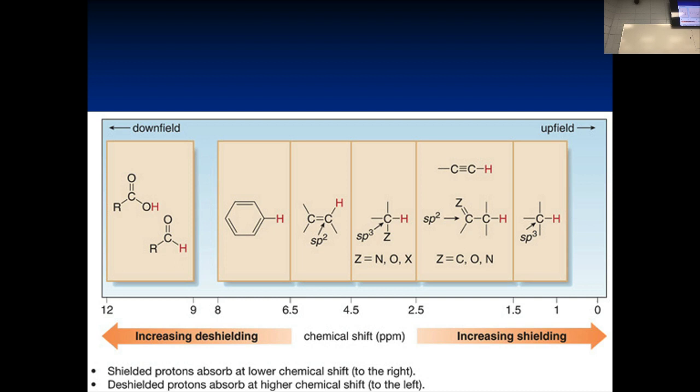Automatically looking in those regions, I can eliminate a lot of choices. If I see something out here at 12 that looks something like that at all, I'm gonna go, that's probably gonna be a carboxylic acid or an aldehyde. And I'm gonna look at all my choices and I'm gonna go, only one choice, that's probably the right answer, right? So you can do a lot of this by process of elimination.